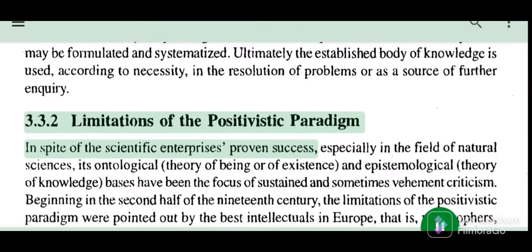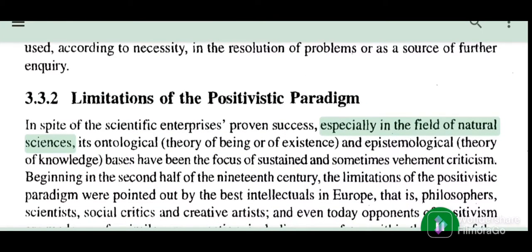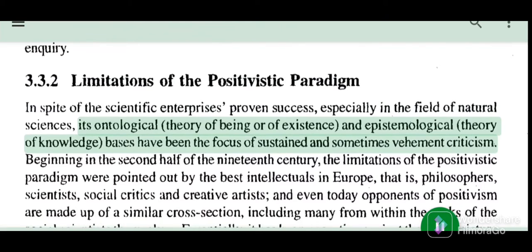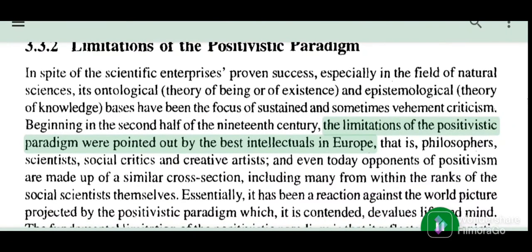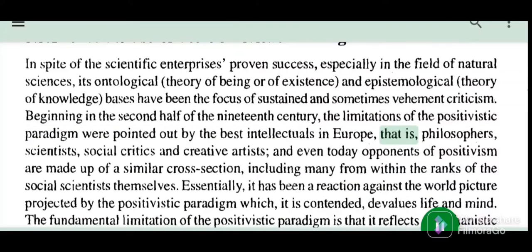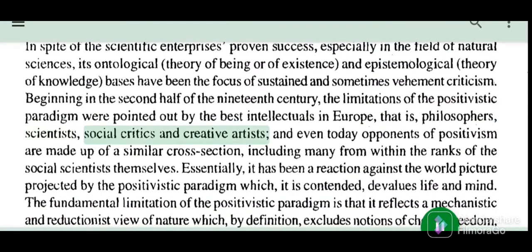3.3.2 Limitations of the positivistic paradigm. In spite of the scientific enterprise's proven success, especially in the field of natural sciences, its ontological theory of being or of existence and epistemological theory of knowledge bases have been the focus of sustained and sometimes vehement criticism. Beginning in the second half of the 19th century, the limitations of the positivistic paradigm were pointed out by the best intellectuals in Europe, that is, philosophers, scientists, social critics and creative artists.